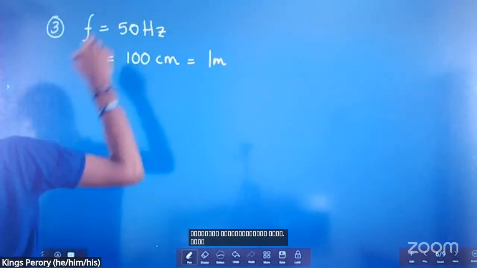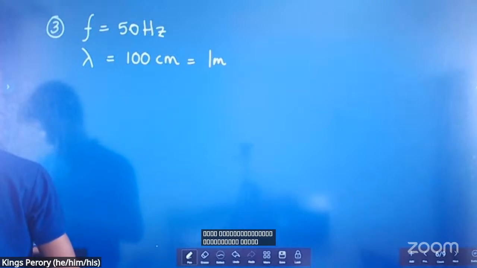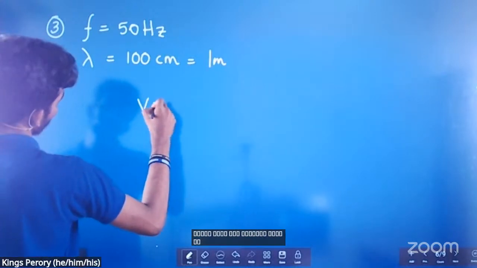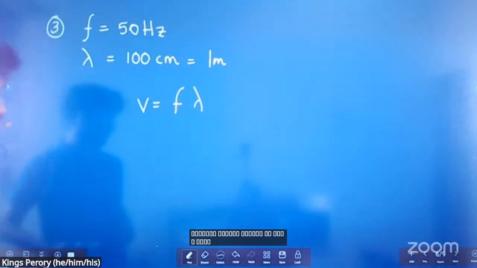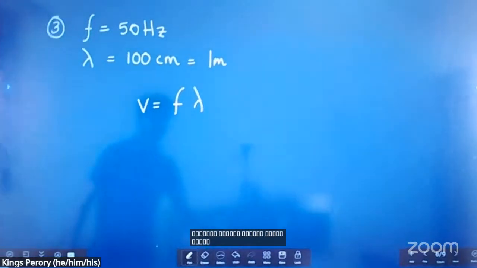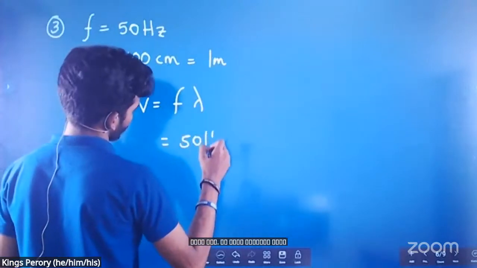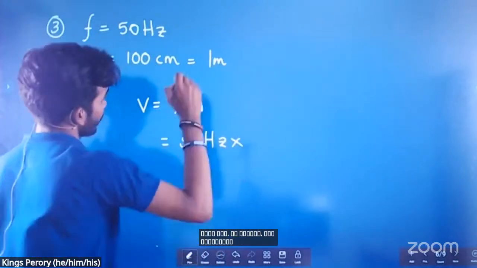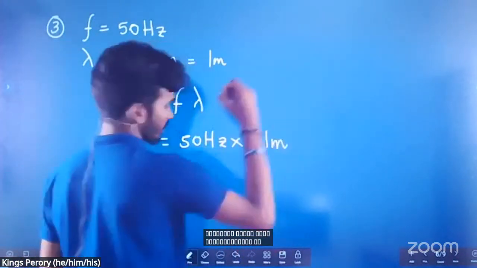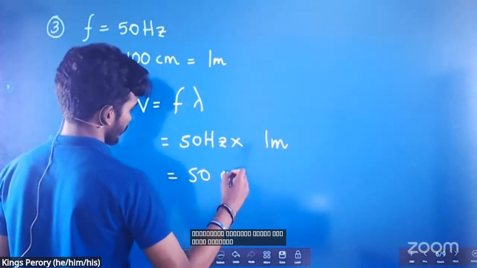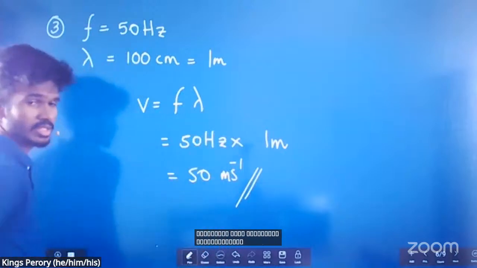Frequency given, wavelength given. They are asking the speed. Speed V is equal to F lambda. F is there, 50 Hertz, multiplied by lambda, 1 meter. 50 into 1 meter, 50. 50 meters per second. Simple answers.